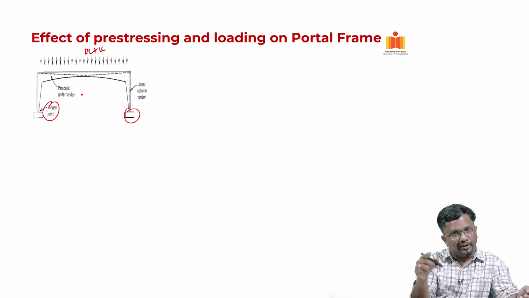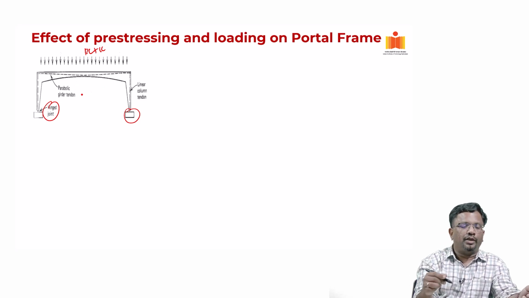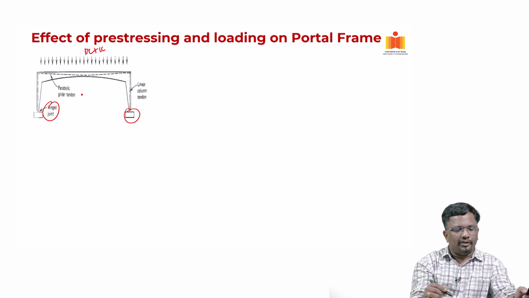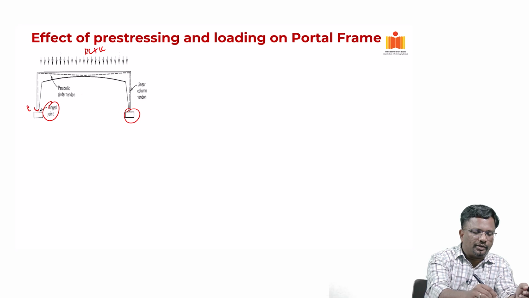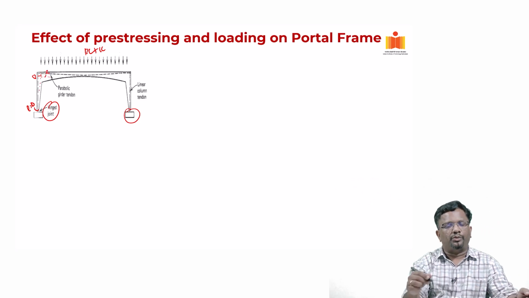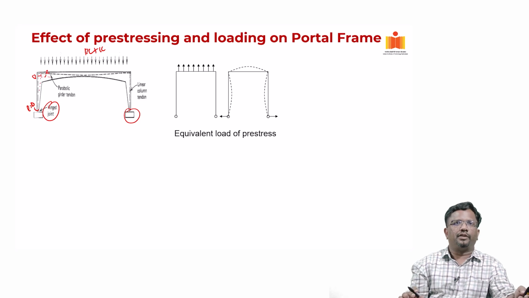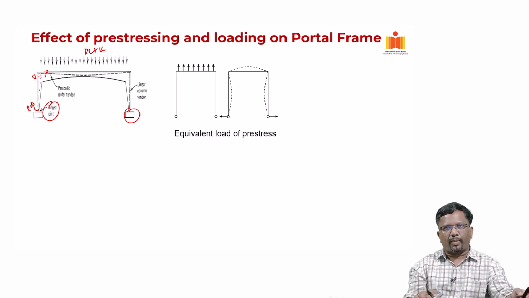Now, here the CGC of the section is varying, though the cable profile is linear. Similarly, you have eccentricity e equal to 0 here, here you have some eccentricity, and similarly here you have some eccentricity. So, you have the eccentricity varying because the concrete section itself is varying. Now, let us look at the effect of each individual case.